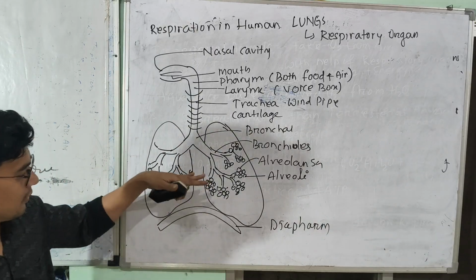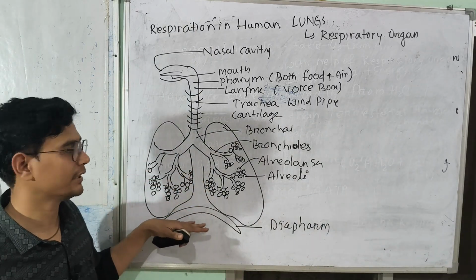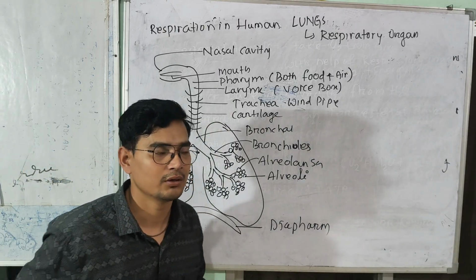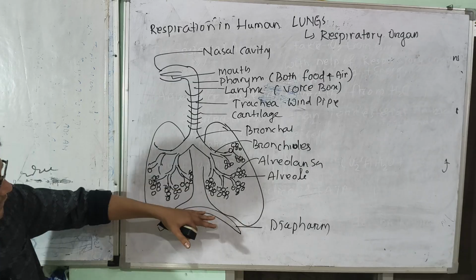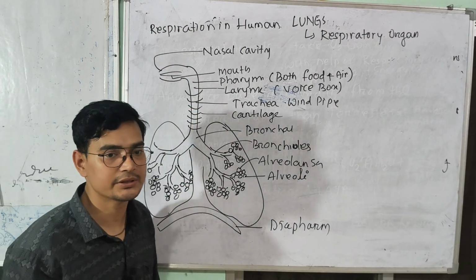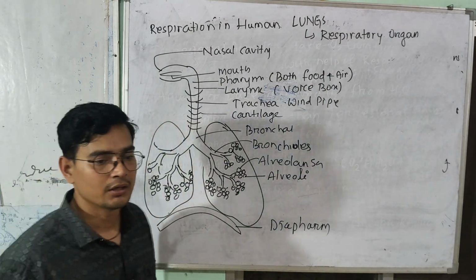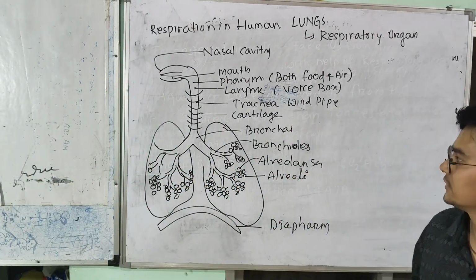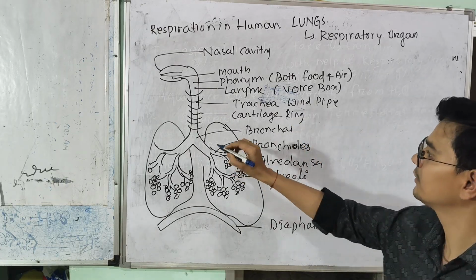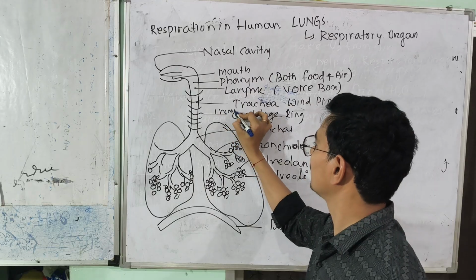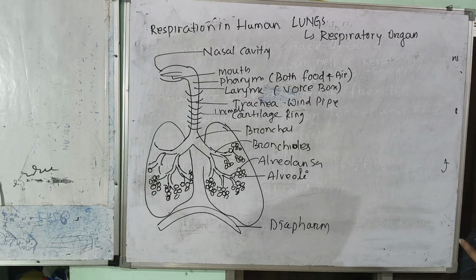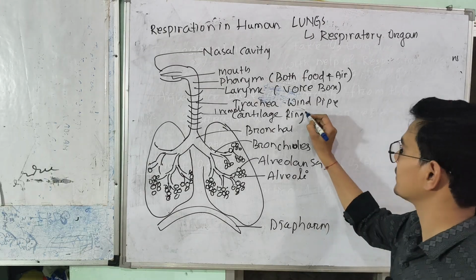This is the diaphragm, the region that separates the chest cavity and the stomach cavity. And we discuss this cartilaginous ring, which is C type, incomplete. Incomplete means C type, a clamp type shape remains here. Okay, cartilaginous rings are present here.